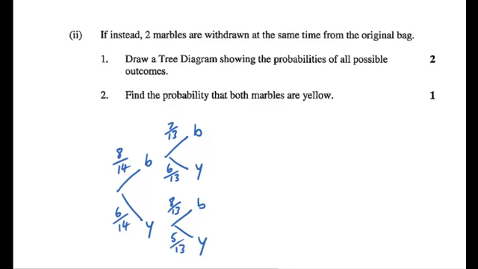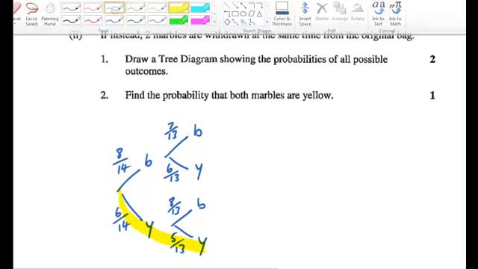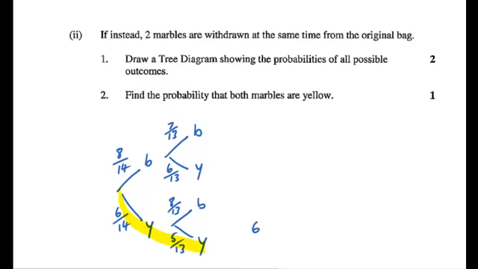Second part, find the probability that both marbles are yellow. So you're looking at this branch here, both marbles are yellow, and the way we do that, remembering, is we do 6 on 14, multiply as you go along your branches. So multiplied by 5 on 13. Which gives me 30 over 182, and that simplifies, use your calculator, to 15 on 91. And that's 1 mark for that.